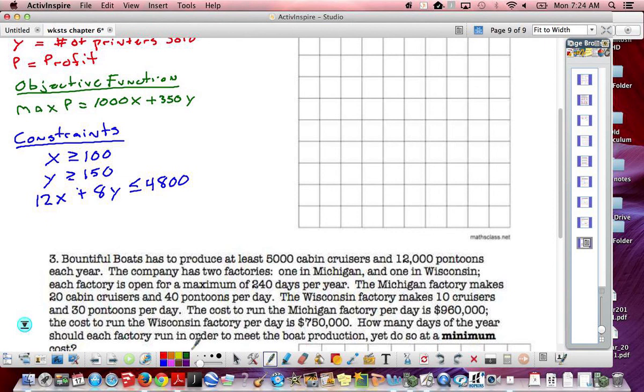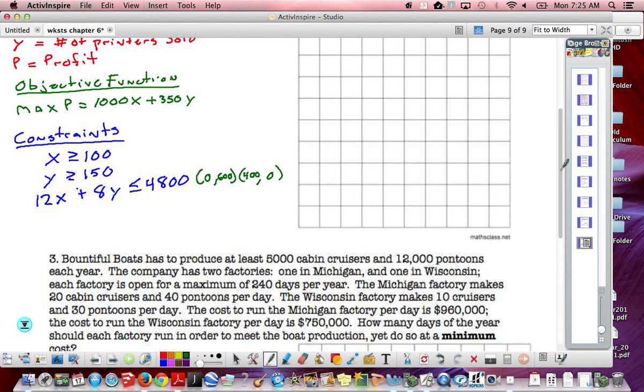So I have to start squeezing a little bit here. I'm going to let X equal 0, solve for Y, let Y equal 0 and solve for X. So now I'm going to check how many 8s go into 4,800 if I let X equal 0, and I believe that's 600. And if I let Y equal 0, how many 12s? That's 400. So if I look at my constraints, 100, 150, and I can go up to 600.